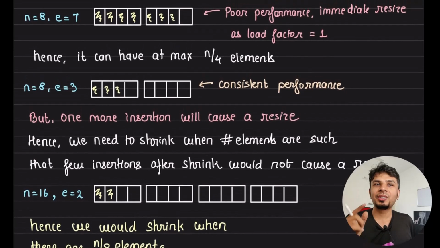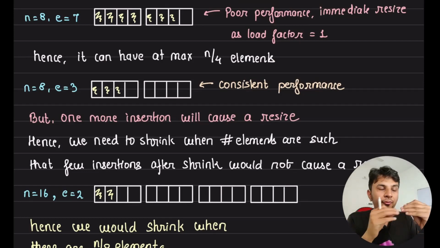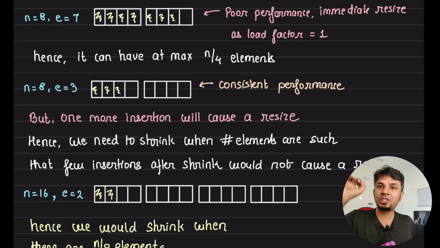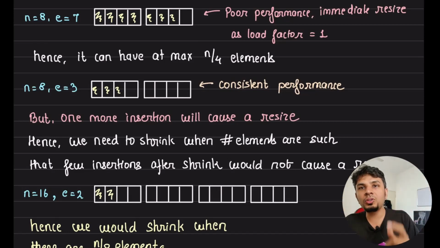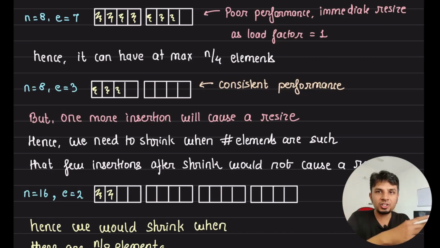So what do we do? That's where, to keep it very efficient, we need to shrink when the number of elements are such that a few insertions after that would not cause an immediate resize, right? So we go a step even back. So that is where we would shrink when my number of elements are less than n by 8. So if I have 16 slots, I would trigger a resize when there are less than 16 by 8, which is 2 elements. Otherwise, you would be constantly doing resize and shrink as we just saw in the example, right?